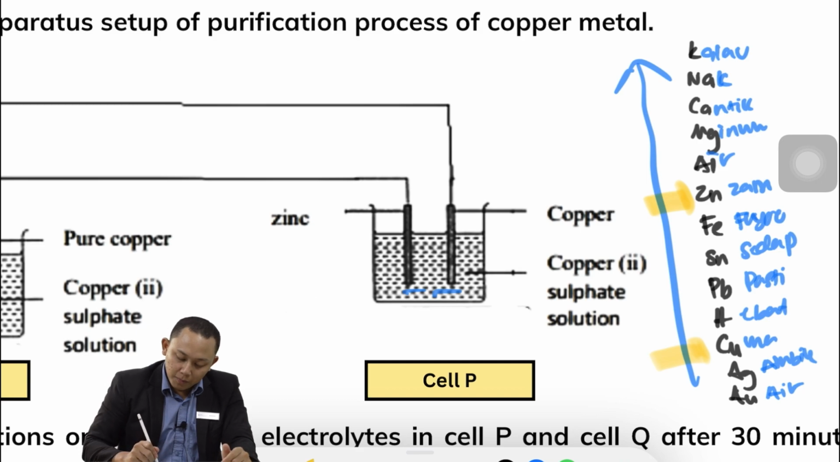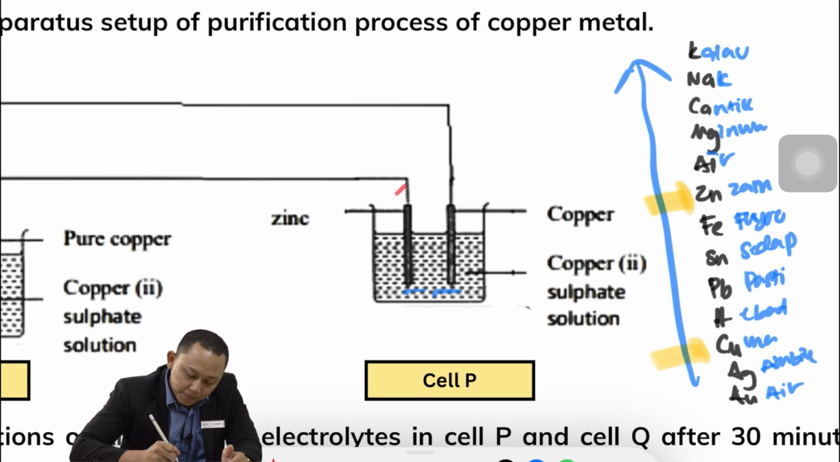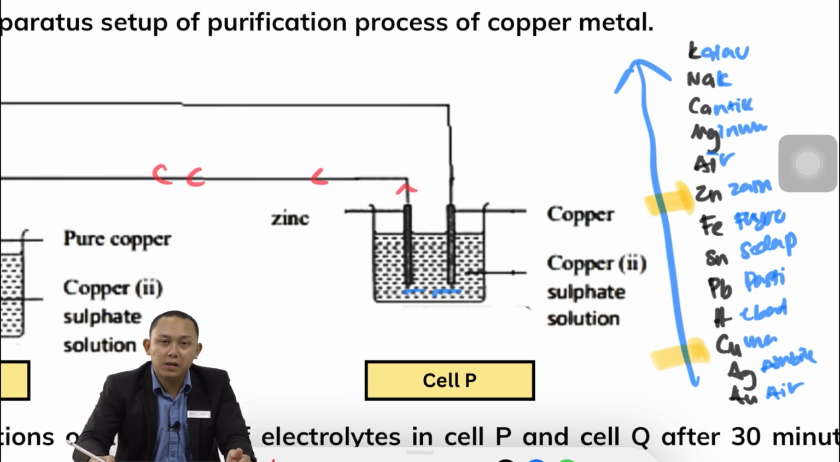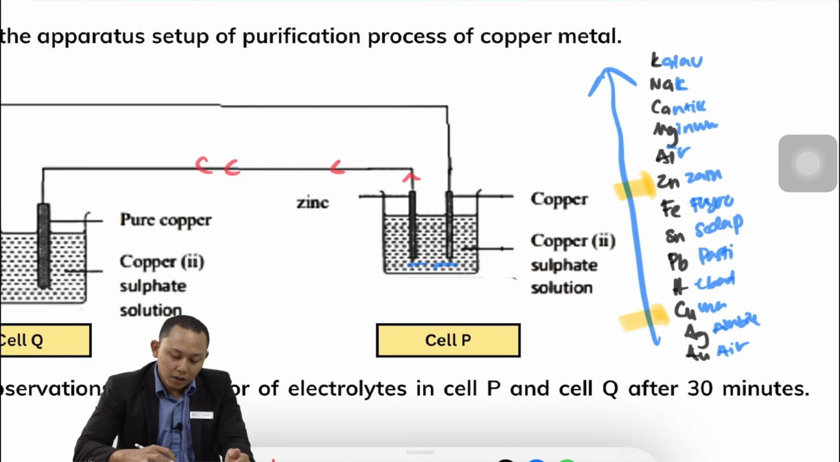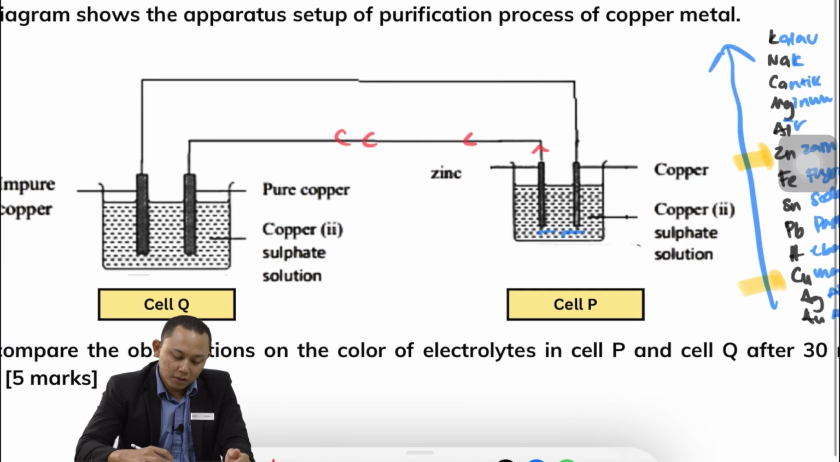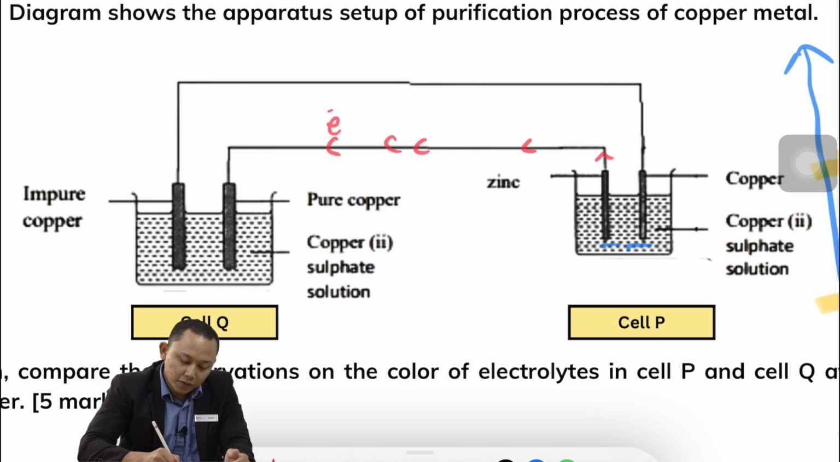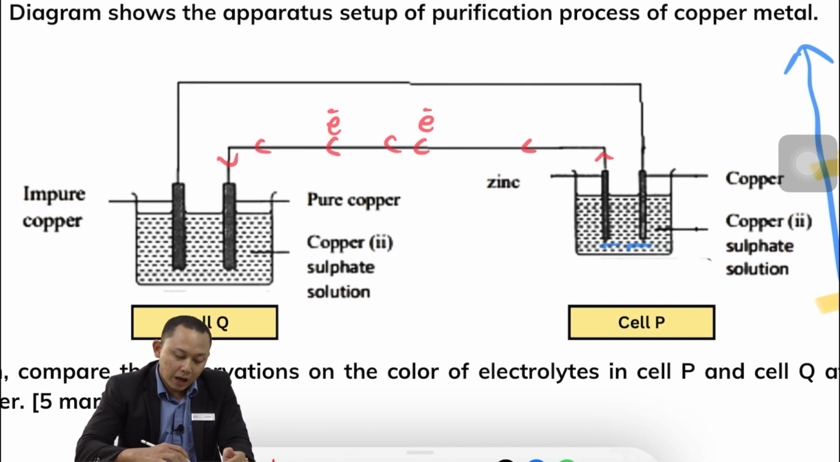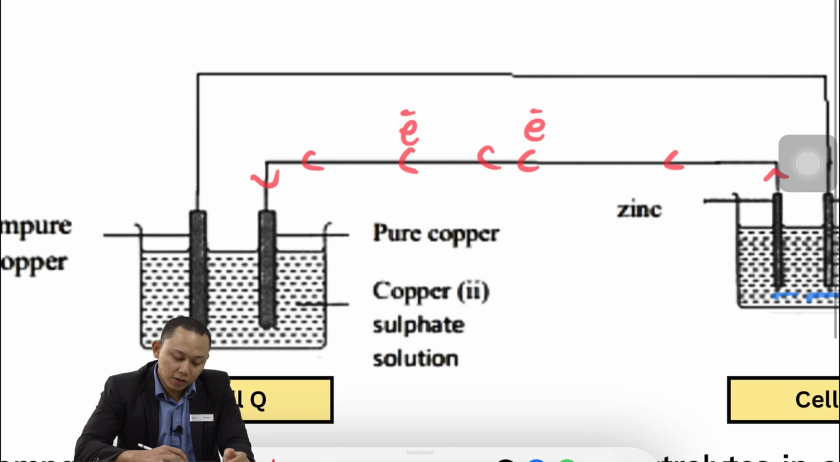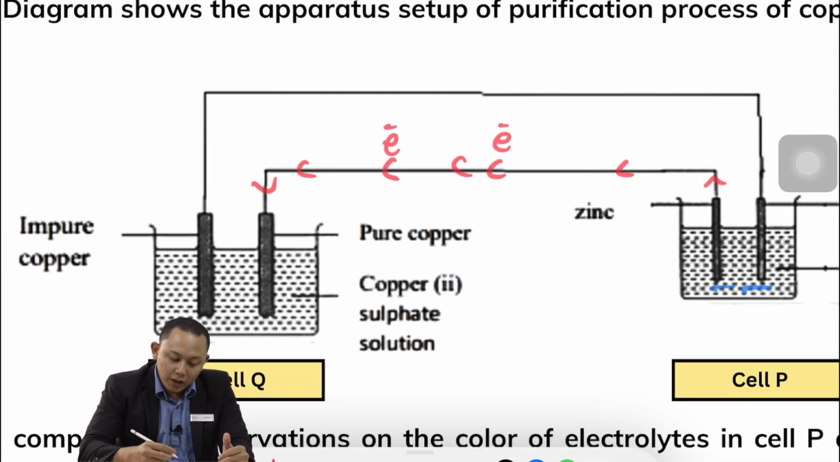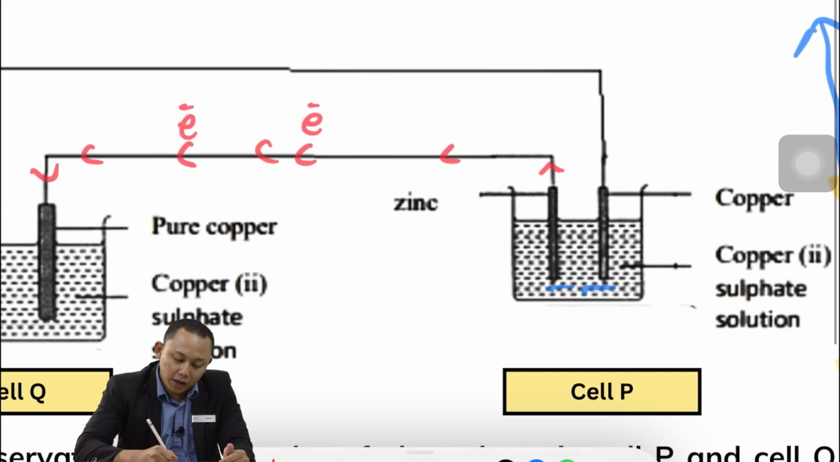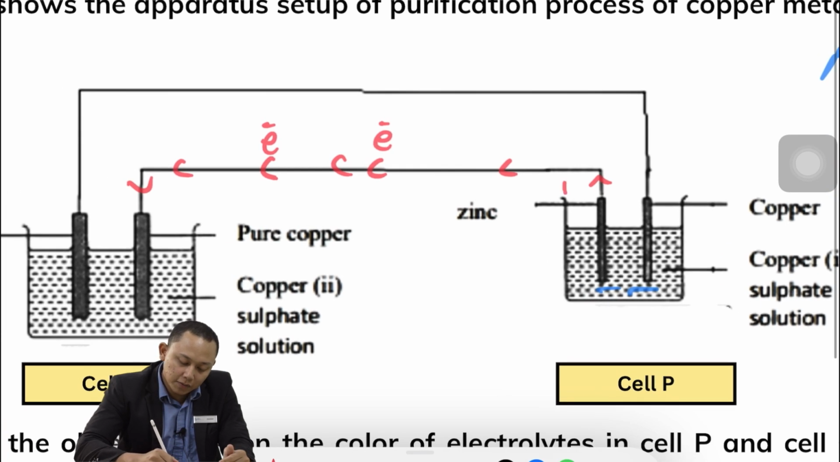As I mentioned just now, the movement of the electron starts from the zinc. The electron will move from the anode of the voltaic cell to the other side, which is our electrolytic cell. When this electrode is attached to the anode, the anode is the negative terminal.